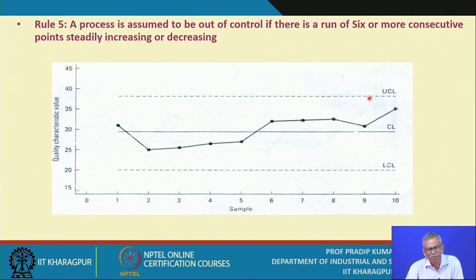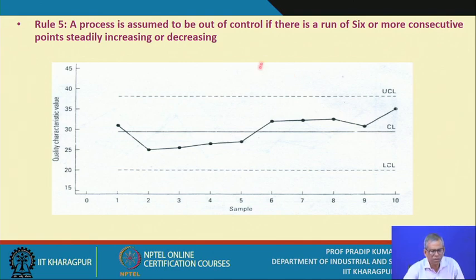Is it okay? So obviously, you may conclude that there exist some assignable causes in the process, and the process behavior is influenced by those assignable causes. So immediately you may assume that the process has gone out of control.